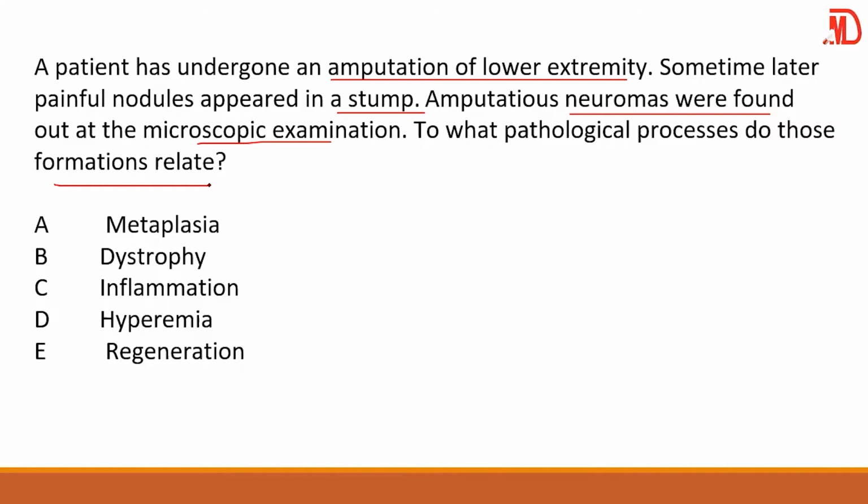And when the person was amputated, definitely tissues are gone. But now there is what? Regeneration, or a regrowth of the lost tissue or the organs. So that stump that you are seeing, or those painful nodules that are appearing, is simply signifying that there is a regrowth of the lost tissue. So basically, we are dealing with a regeneration. So here we are talking about E. Regeneration. All right.